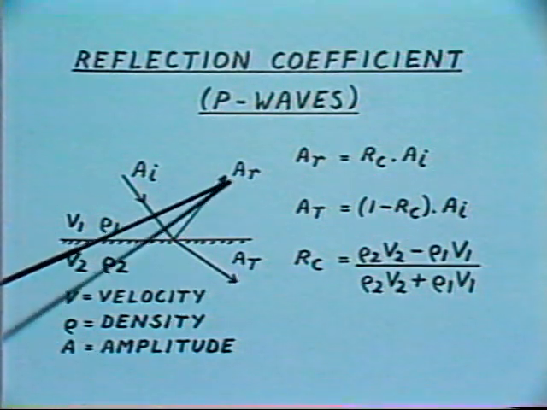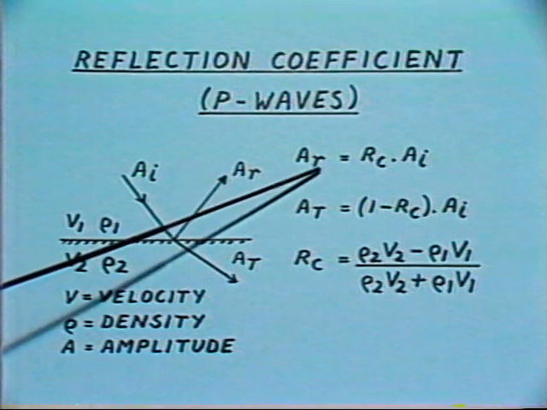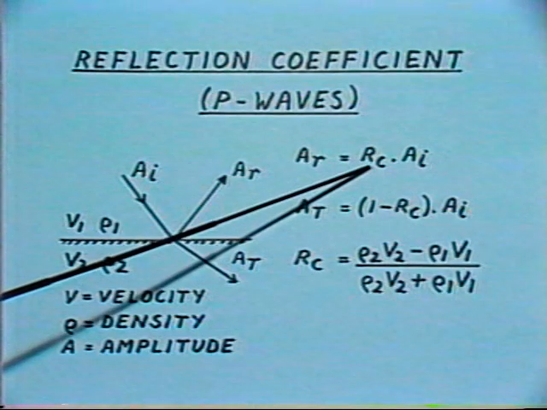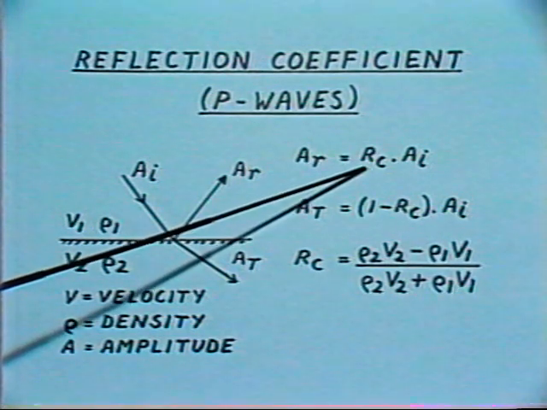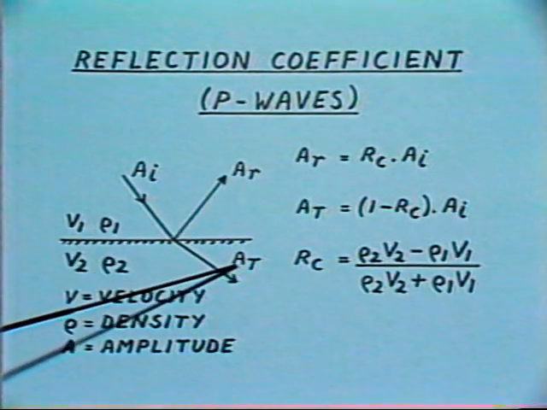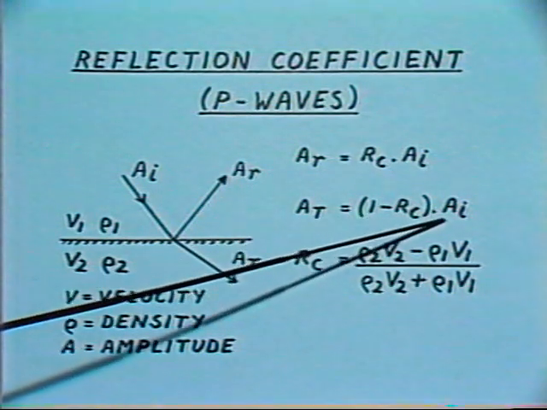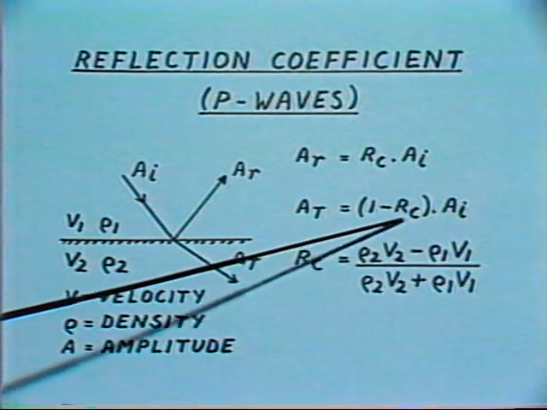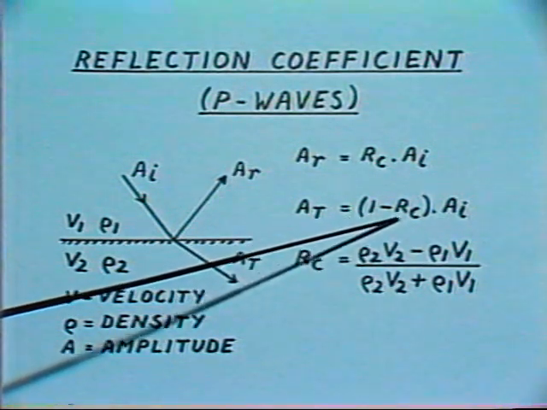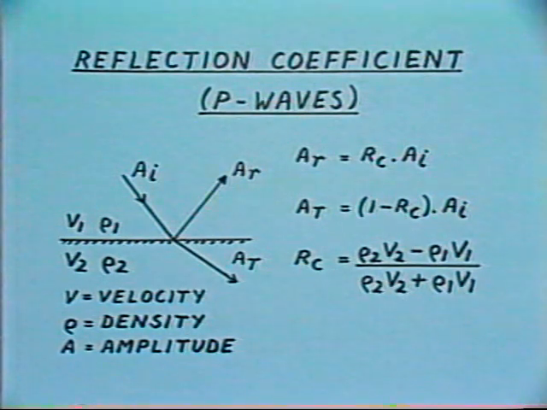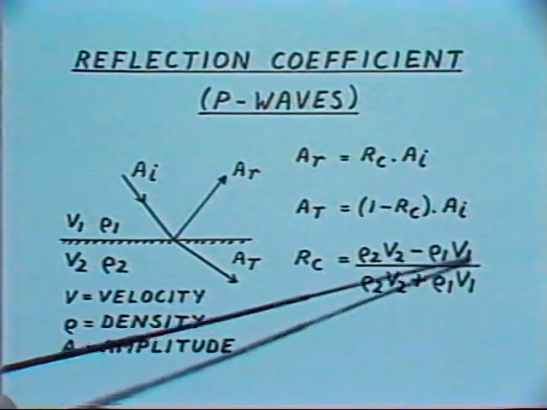Now the amplitude of the reflected ray is given by this equation. It's simply the amplitude of the incident ray multiplied by this quantity called the reflection coefficient. The amplitude of the transmitted ray is simply the amplitude of the incident ray multiplied by 1 minus the reflection coefficient. Now, the reflection coefficient itself depends on the velocities and densities on each side of the interface, and it's given by this equation here.